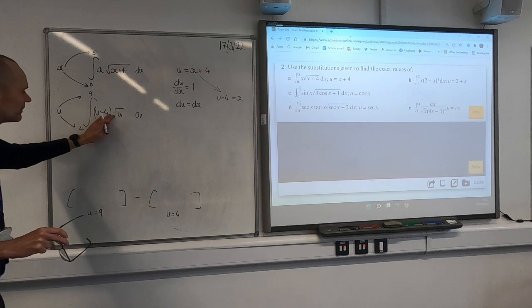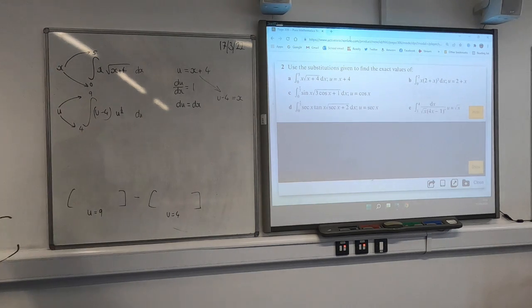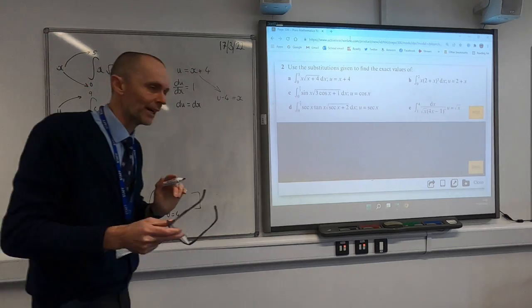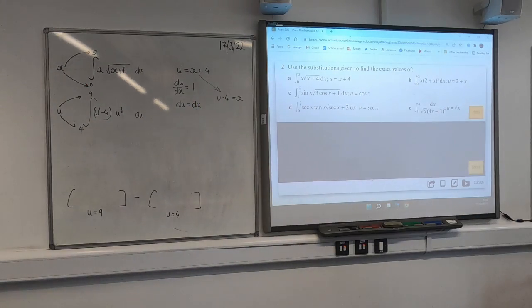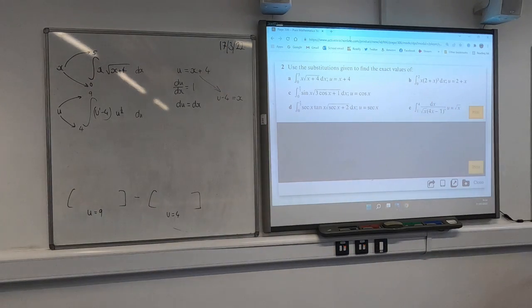So I'm hoping you can make some progress with that. It's probably easier to rewrite that as u to the power of a half, and remember that that is u to the power of 1. Multiply out the brackets. So, yeah, multiply the brackets. You get two terms that you can integrate separately. Go ahead and do that, and be sure to substitute the values.